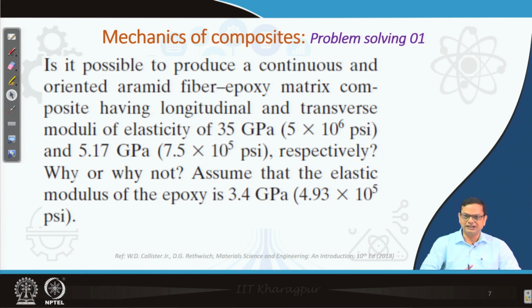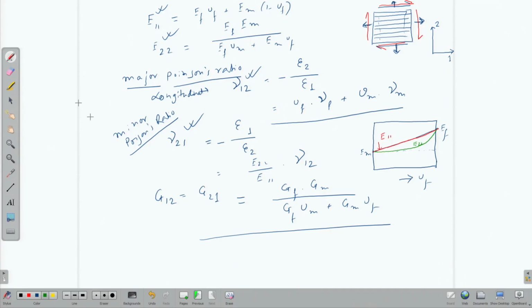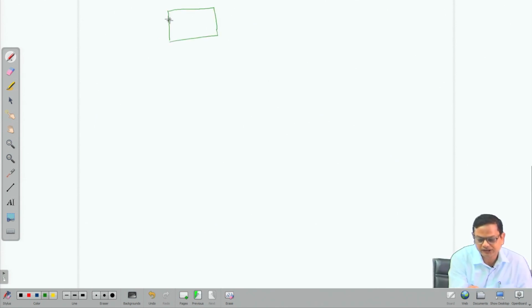So, what it is saying is that there is a particular composite material. Let me now try to draw this particular case. Let me go back to our whiteboard and go to the next page. We are trying to solve certain problems here. It says it is a composite material with aligned fibers like this.